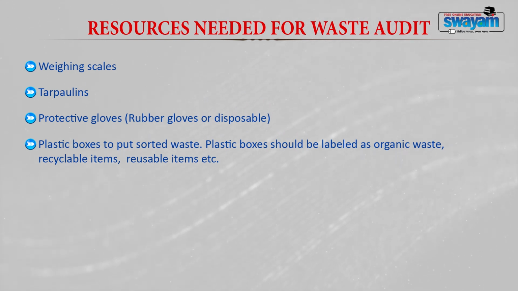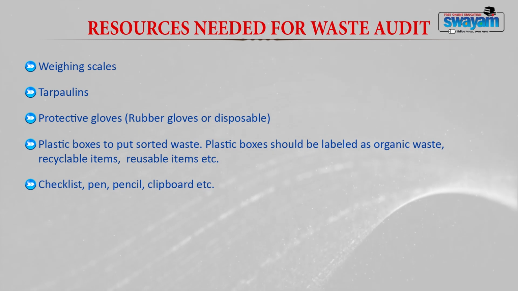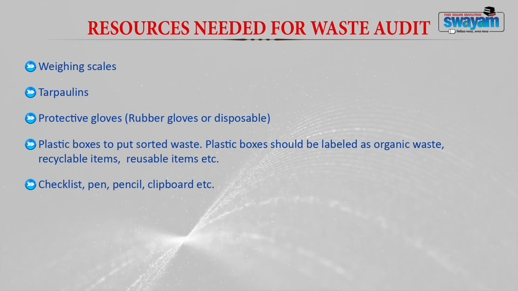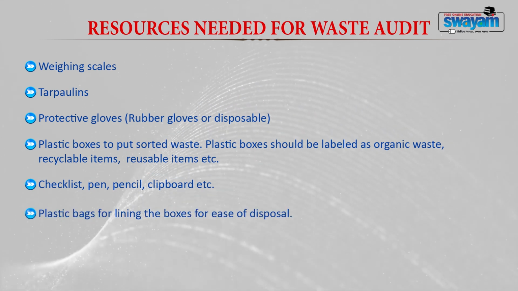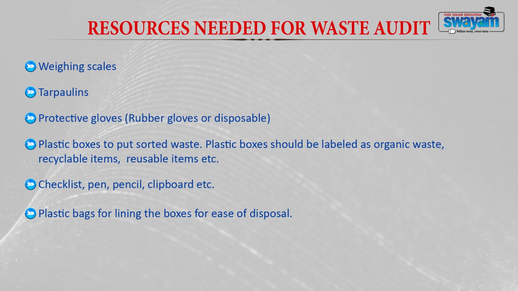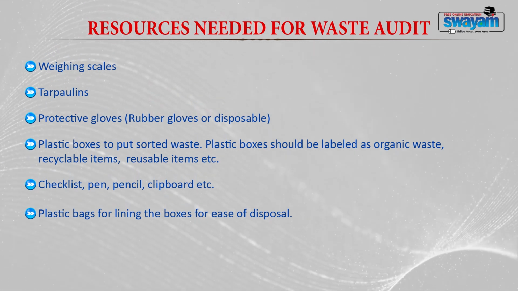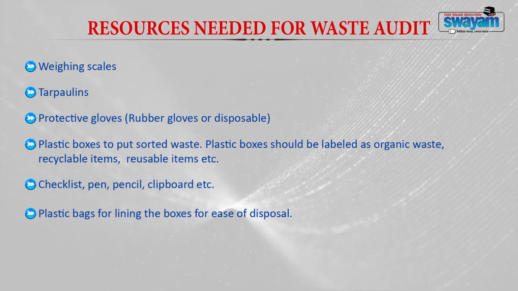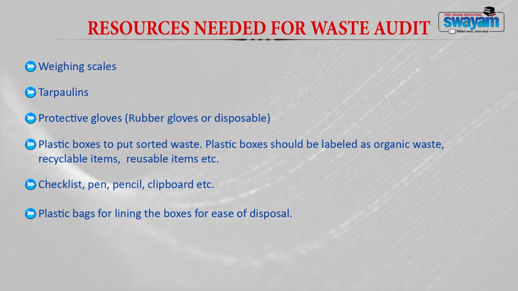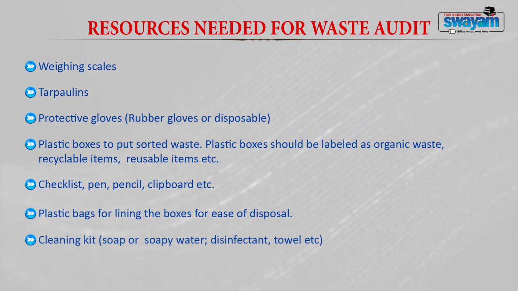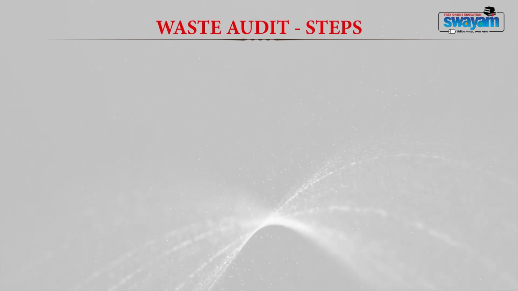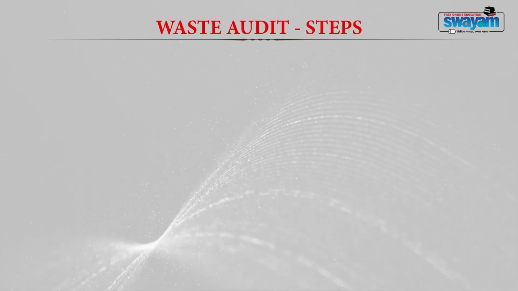Then you should have a proper checklist: pen, pencil, clipboard, etc., which means you should have sufficient stationery. You should also have plastic bags, because these plastic bags are required for the lining of the boxes to avoid any kind of leakage or leaching, and if we use proper lining, disposal of boxes will be easy. Then you should have a cleaning kit, and that kit should contain soap, soapy water, disinfectant, towels, tissue papers, etc. Now you know the basic requirements of a waste audit.